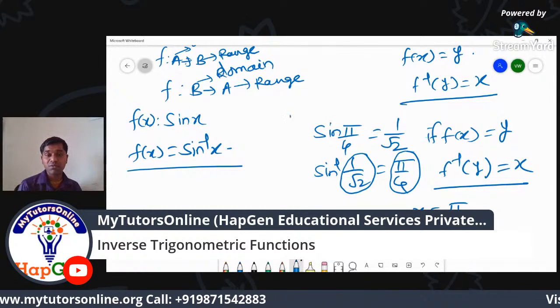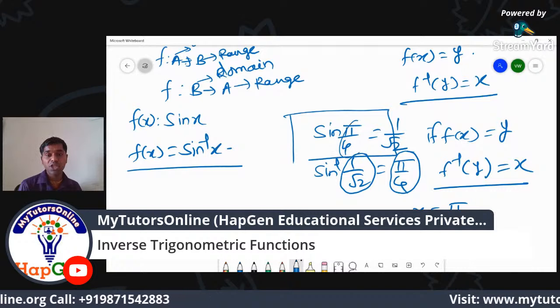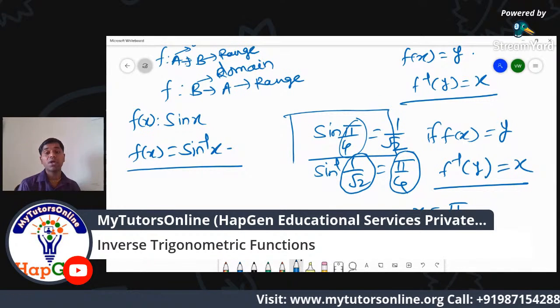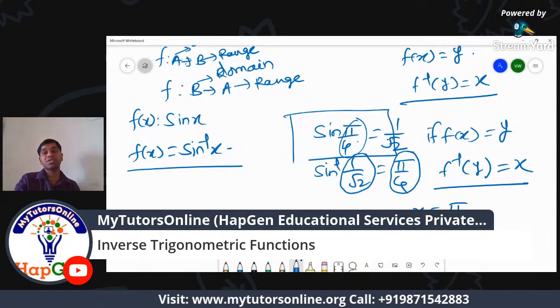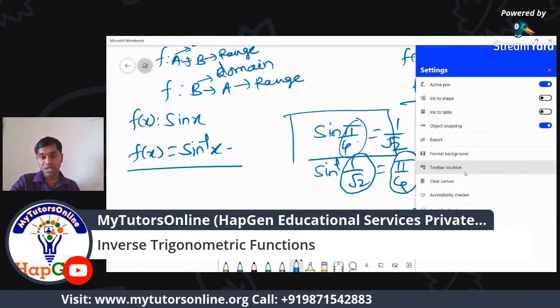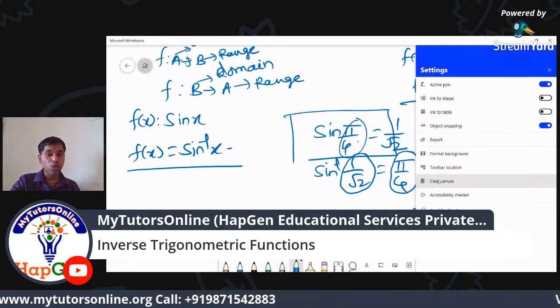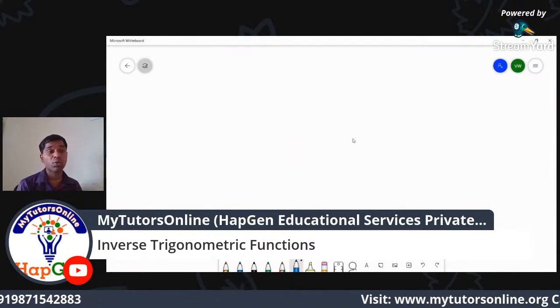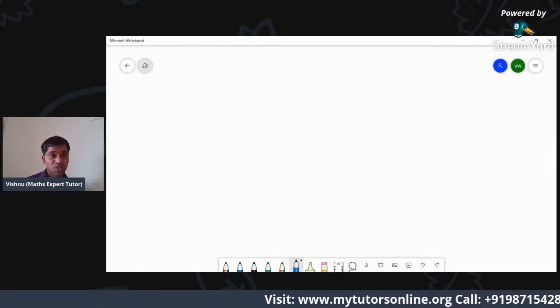In our first function, this used to be the domain and this used to be the range. This time this becomes the domain and this becomes the range. I hope you have understood this conversion. We are now going to see the domain and range for these functions as well.